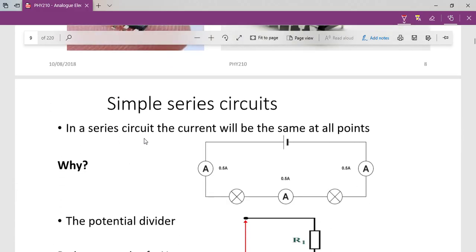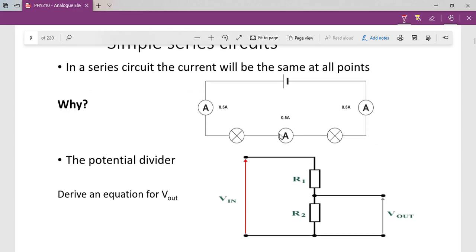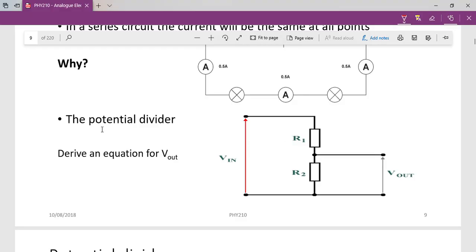Now let's consider simple series circuits. This is a simple series circuit. Here this is an ammeter, this is a bulb, an ammeter. This shows that all the components are in series. Also we have something we call the potential divider.